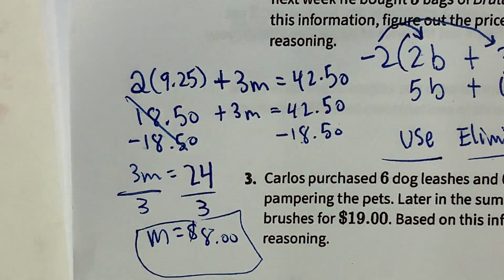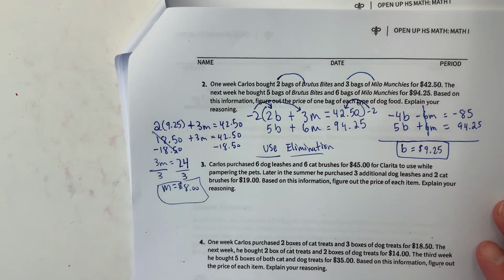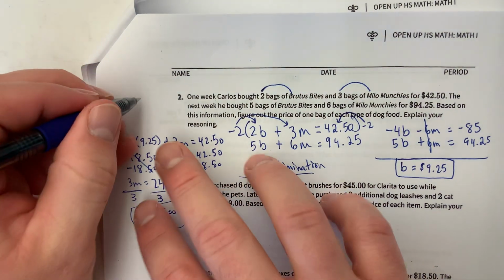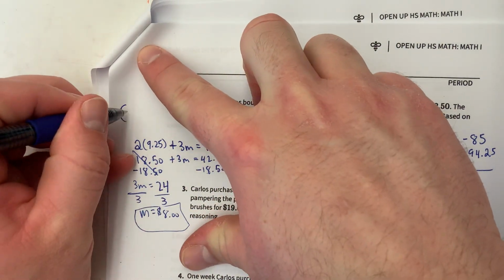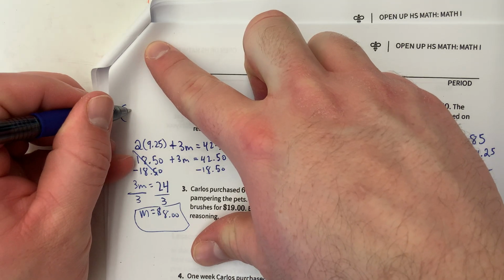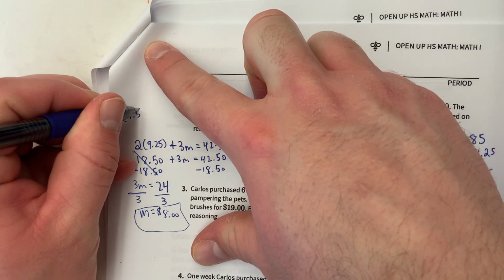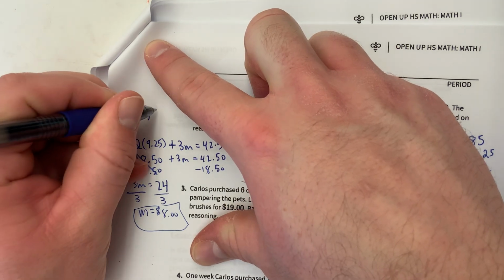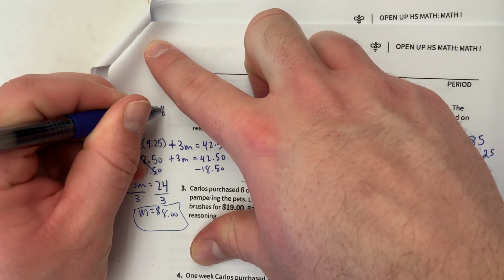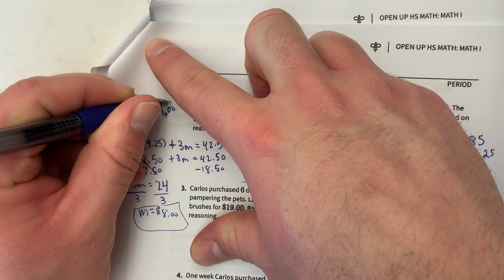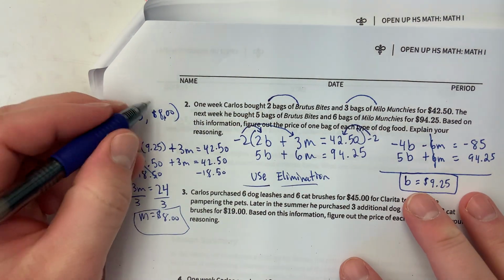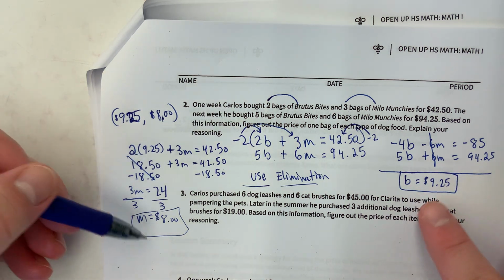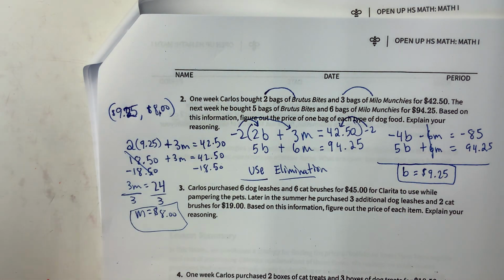So how do you write your answer? Well, technically, you've got your Brutus and your Milo answers in money. You can also put them in a coordinate answer, like 925, comma, $8. So you could put it in a coordinate as well, but you've solved it. We've solved it. Okay.